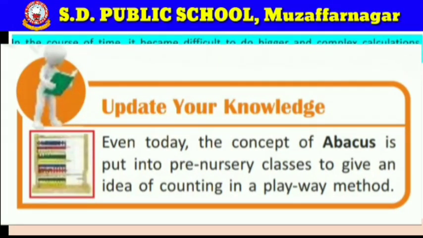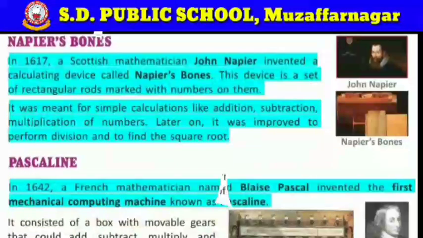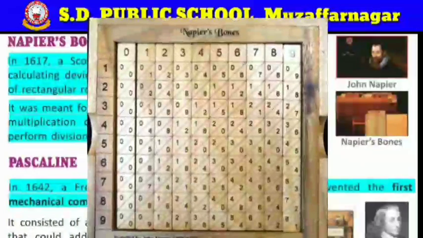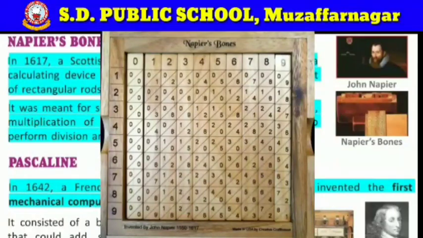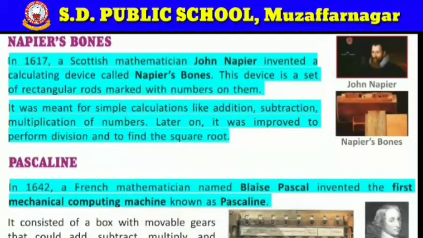The next is Napier's bones. In 1617, a Scottish mathematician, John Napier, invented a calculating device called Napier's bones. This device is a set of rectangular rods marked with numbers on them. You can see this in the image also. It was meant for simple calculations like addition, subtraction, multiplication of numbers. Later on, it was improved to perform division and to find the square roots.